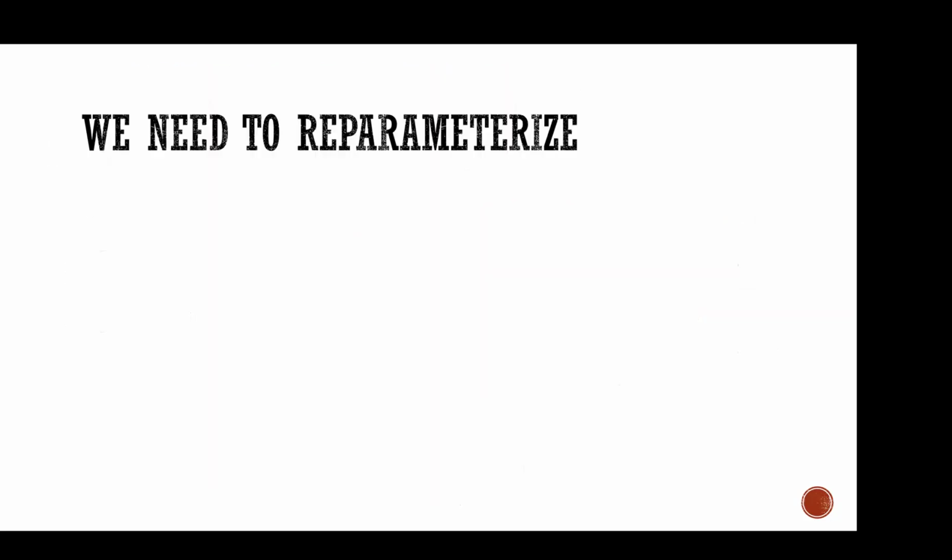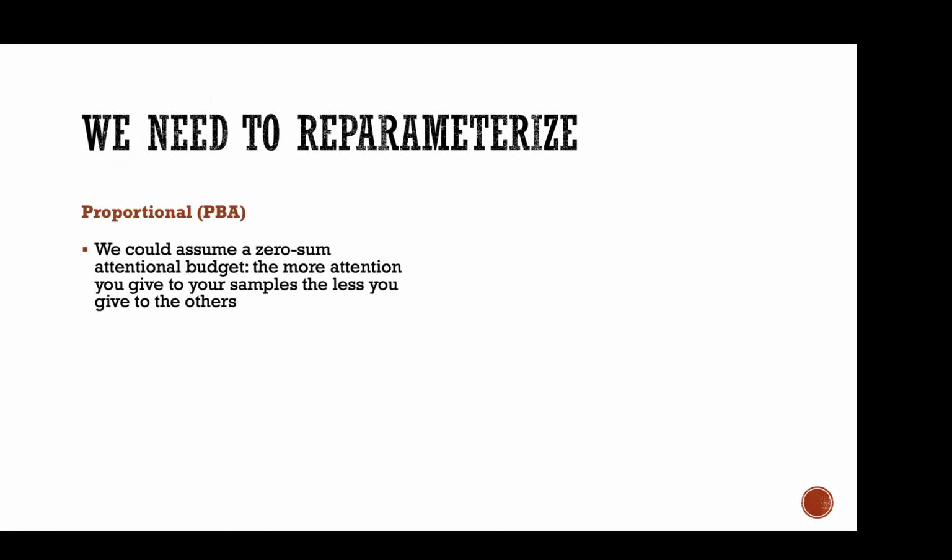So we need to reparameterize. And one possible choice is to say, you know what? It's measuring ratio. Let's just stick to ratio. So we do what is called a proportional Bayesian agent. We assume that attention is a finite sum, right? The more attention you give to your direct evidence, the less you give to the other. Partly because that's what we can record, but it also has some cognitive assumptions.